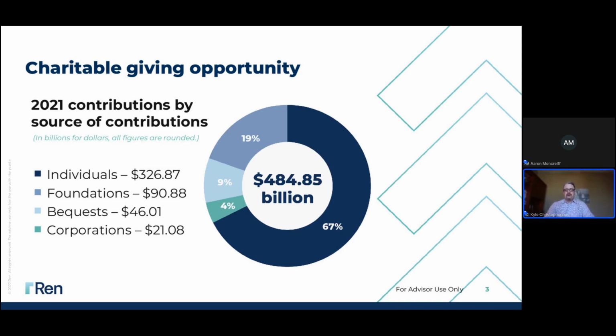So the question is, are you having those conversations with your client about their charitable giving goals to bring about more of a holistic wealth management approach to accomplishing not just their financial and estate plan goals, but also their charitable giving goals as well?